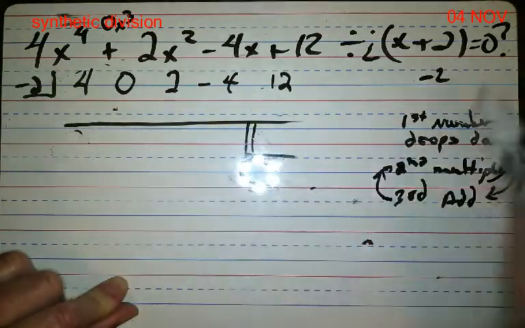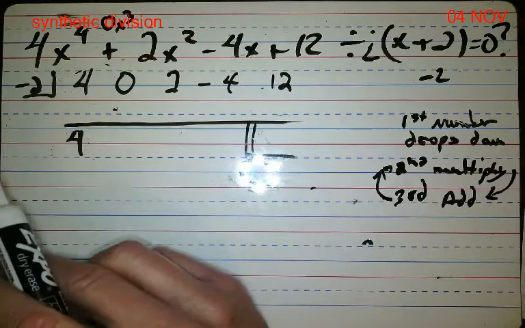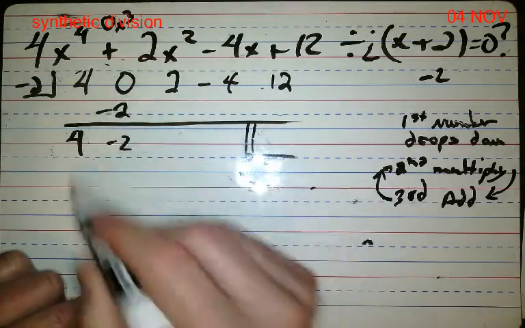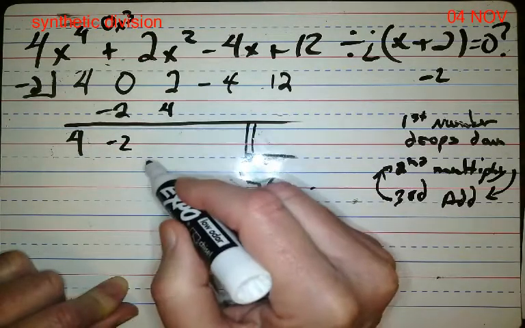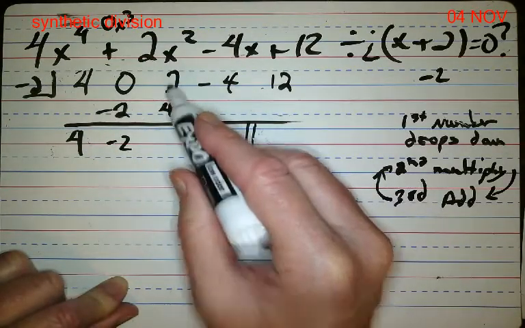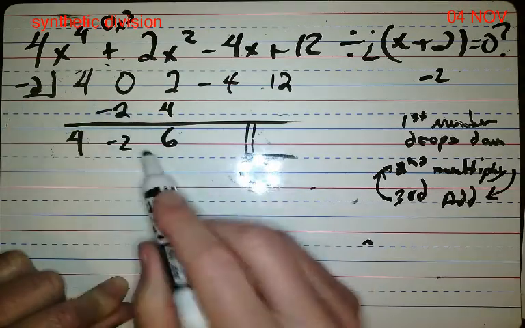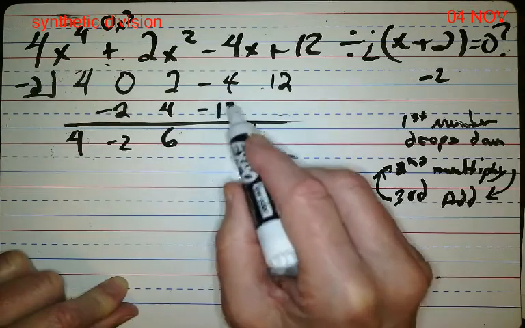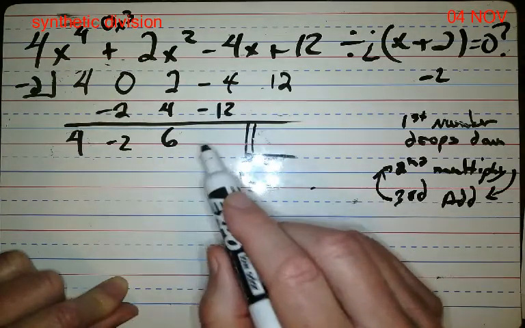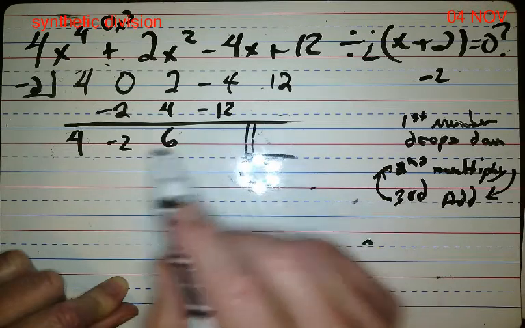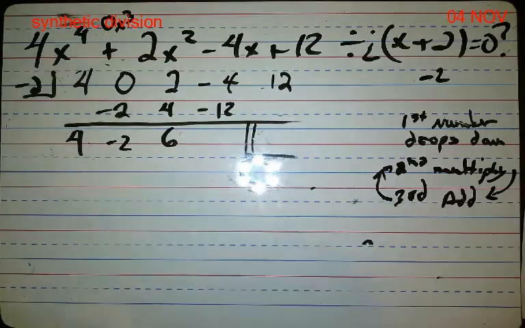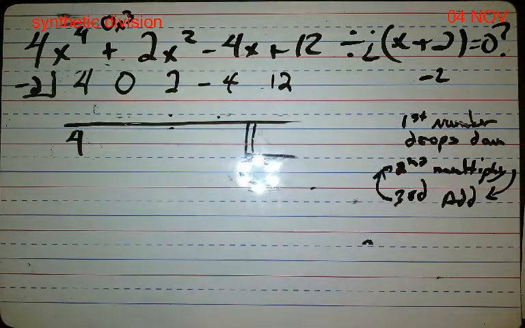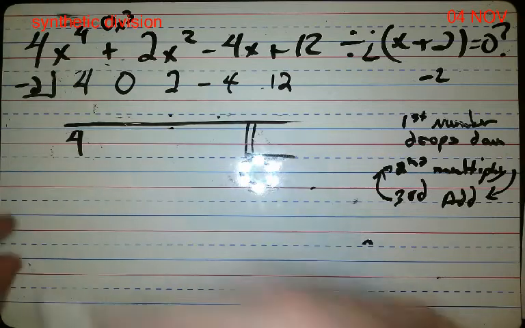Now remember the first step, the first number drops down, 4. Then I multiply. Then I add. Then I multiply. Then I add. Then I multiply. Then I add. Did you see me? What did I do? That's horrible, I can't even multiply.